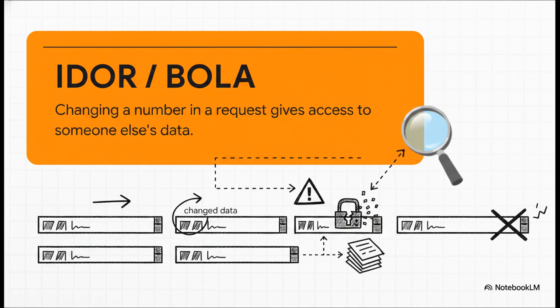Imagine logging in as yourself, glancing up at the web address bar and seeing your own student roll number at the end of the URL. What happens if you just change that number by one digit? In a secure system, you'd get an error.